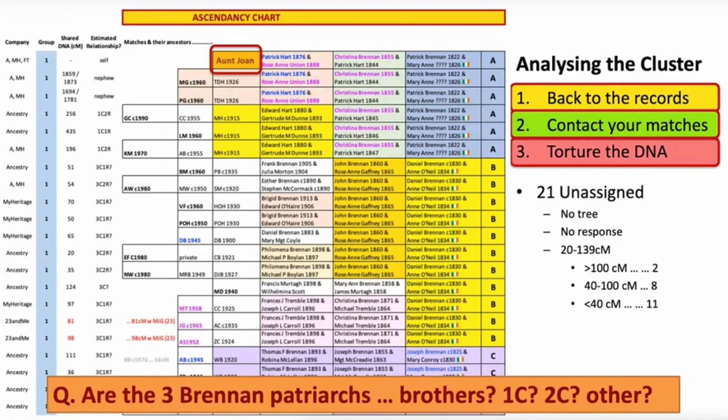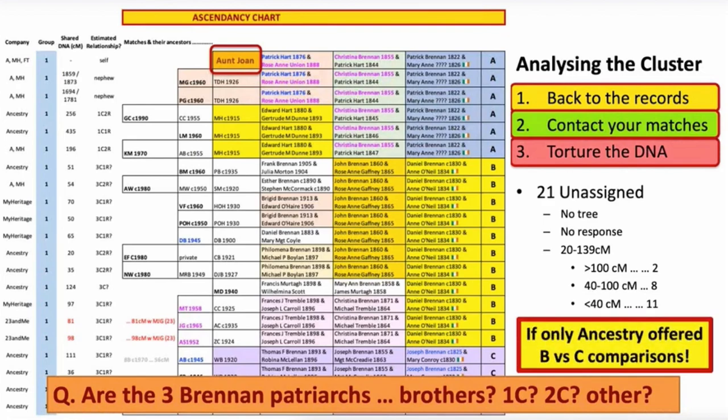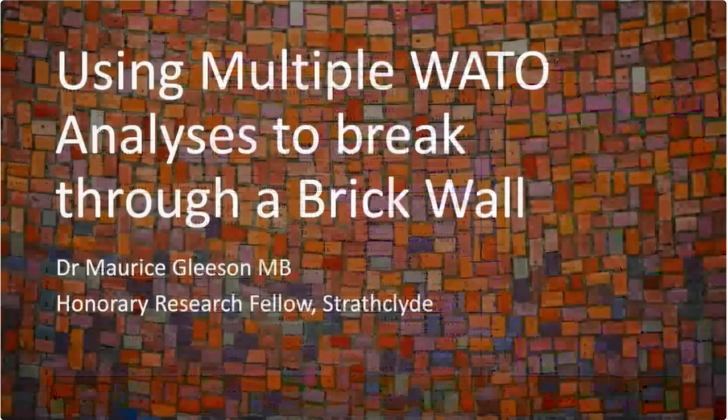The last thing to note, of course, is that there are 21 people that I could not assign to this cluster, and they could have been quite instrumental in improving the multiple WATO analysis. And lastly, if all the answers we offer to these B versus C comparisons, it would make life a lot easier for what we're trying to do here.